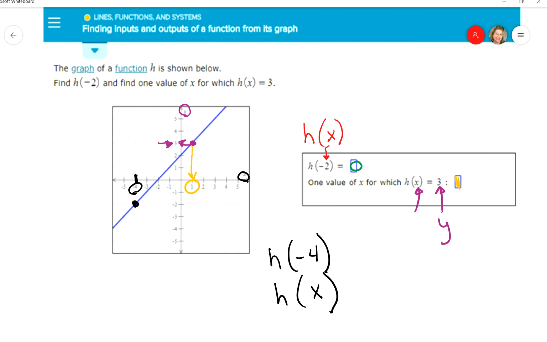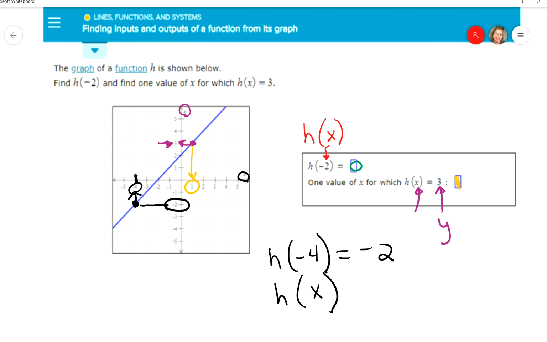This point right here has an x coordinate of -4. So I'm going to look over here to see what it equals. It's going to equal a -2. That's the y coordinate.